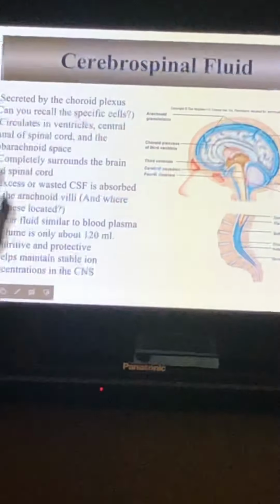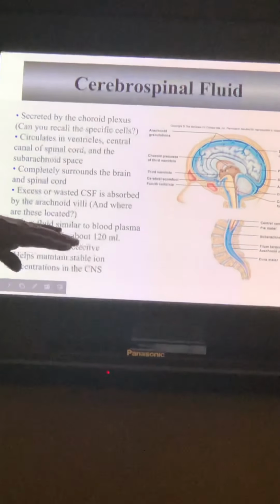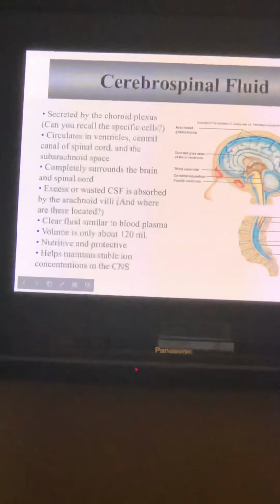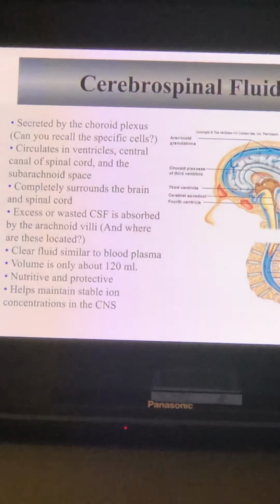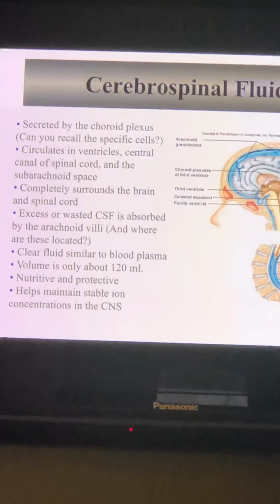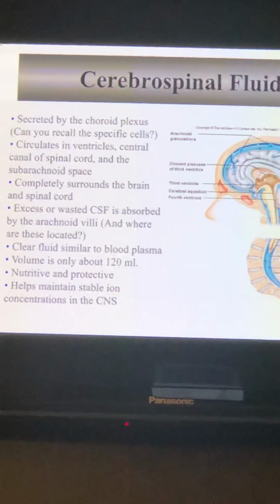Again, cerebrospinal fluid, there's not a lot of it, about 120 mils, but it is clear fluid. I get tickled here. It says similar to blood plasma. It is blood plasma, essentially. It may not have the same components, but if any of you have ever had a lumbar tap done, this is what they're drawing out to check things on that fluid.